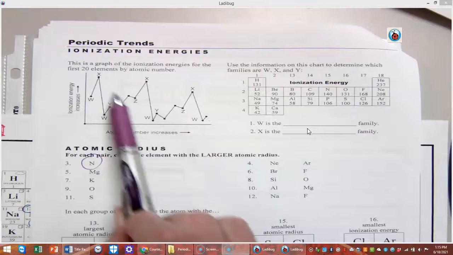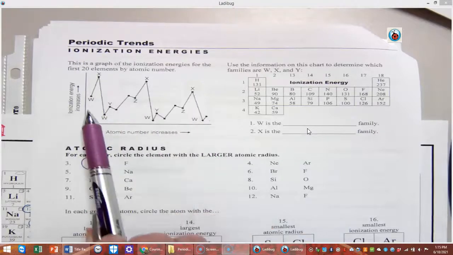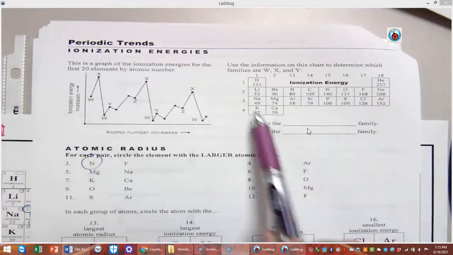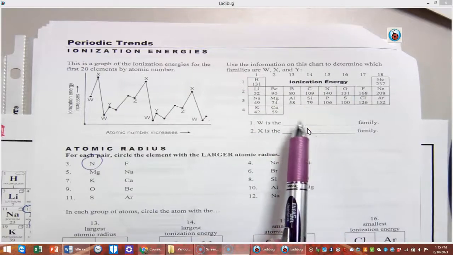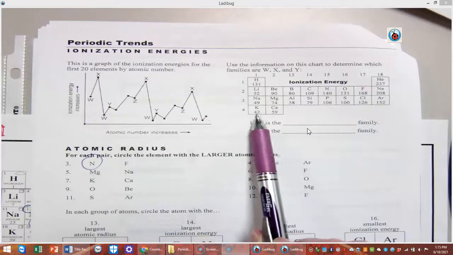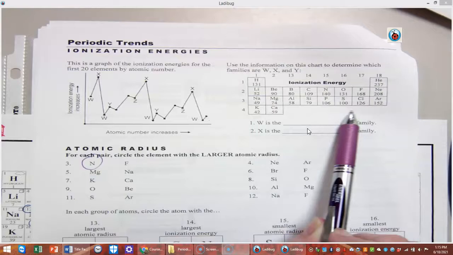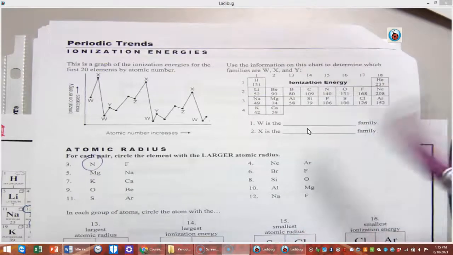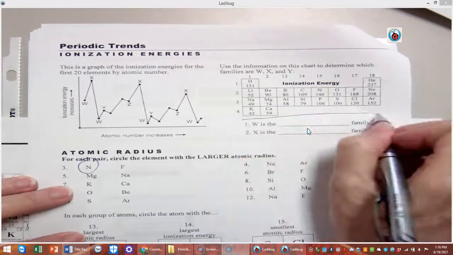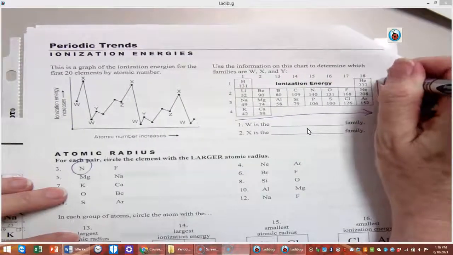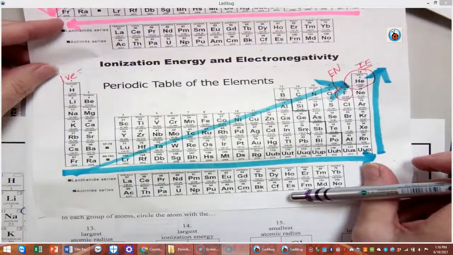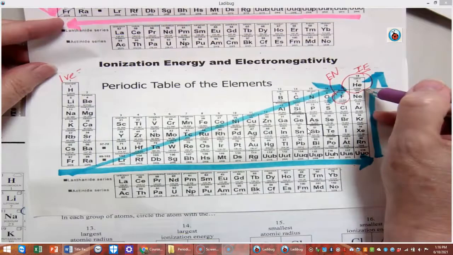So let's try and figure out which one is X and which one's W by looking at this periodic table of the first 20 elements. So if we look at it right here, notice the numbers are low over here, but as we're coming across, they get bigger, right? So the trend is they're increasing going this way. And also notice they're increasing going up a group, which would match what we have here, right? Because helium should have the highest ionization energy.